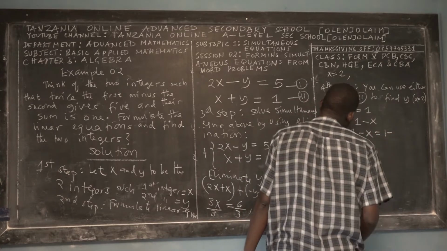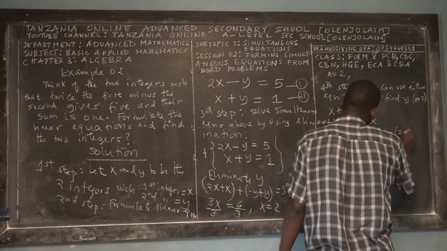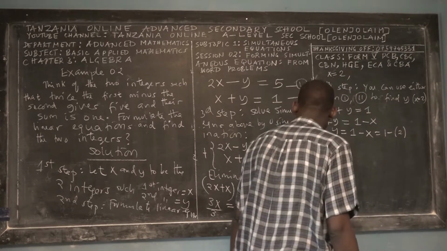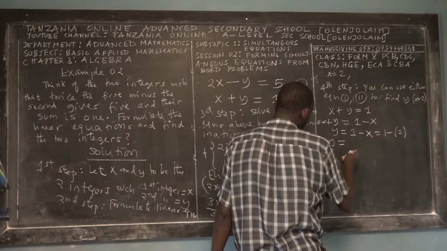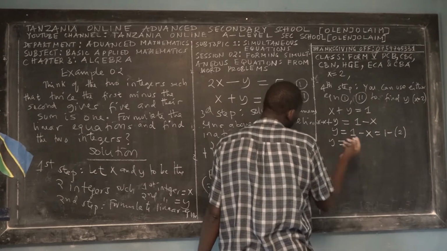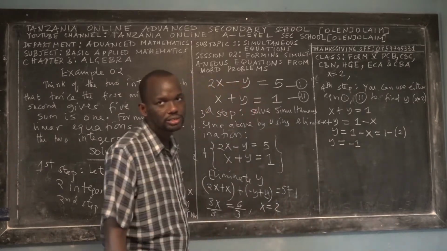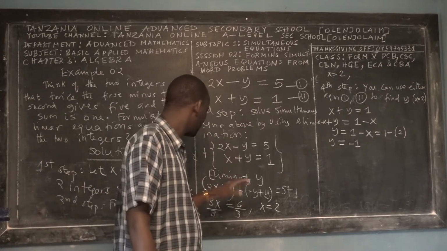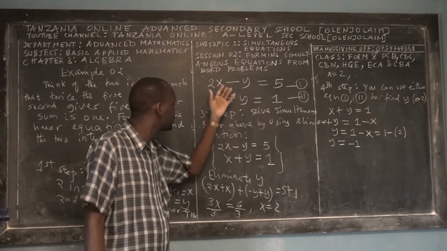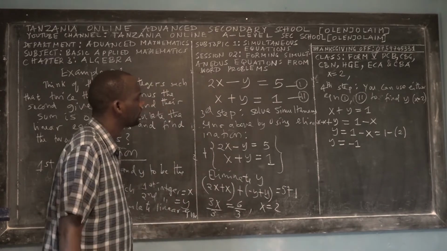This is 1 minus x, where the value of x is 2. And then y is equal to what? Negative 1. That is the value of y. And then next, we can take those values, the value of x and the value of y, and substitute in the first equation and check.